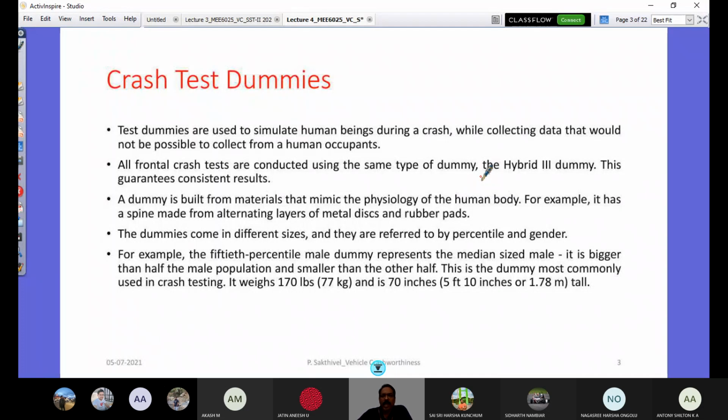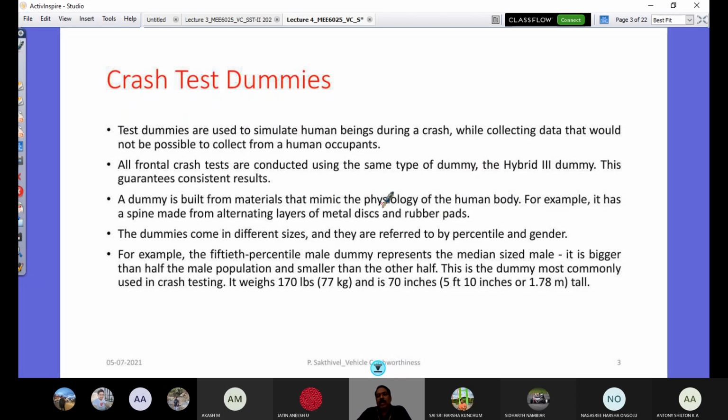We will go through that module at that time. So this Hybrid III dummy is the commonly used dummy, and that has to be used repeatedly. This guarantees a consistent result. A dummy is built from materials that mimic the physiology of a human body. So the material of the dummy also is important, so that we bring in the physiology of a human body. That is an aspect that goes into dummy development.